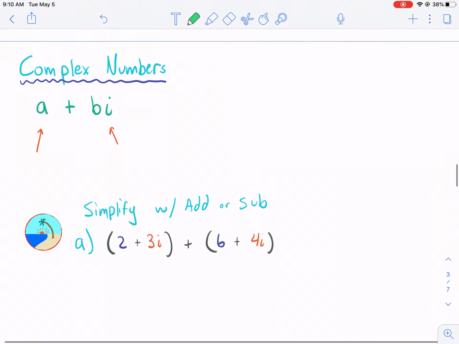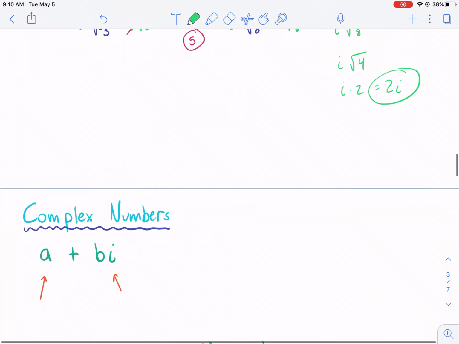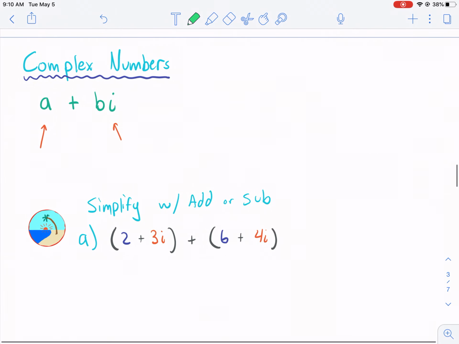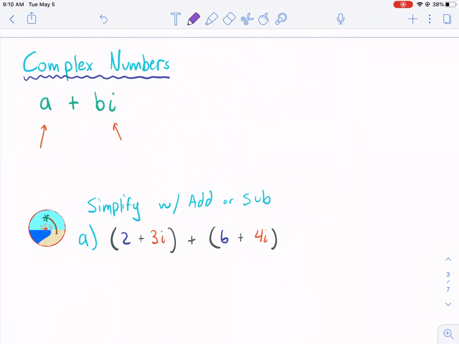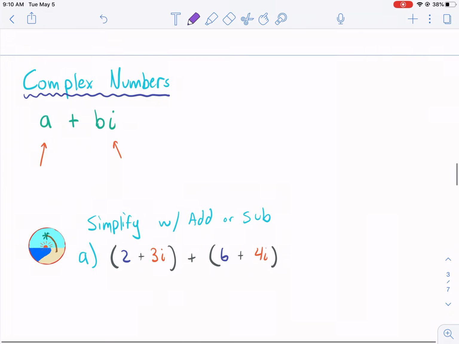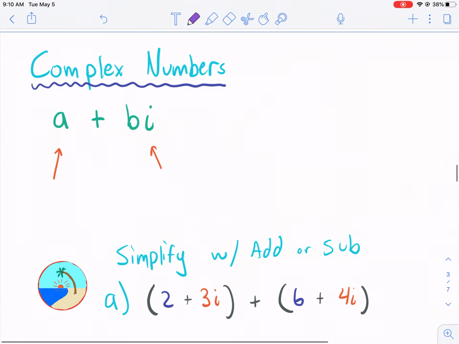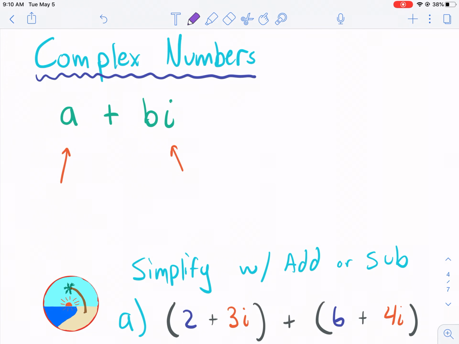We're picking up where we left off with imaginary numbers and complex numbers. So we're going to cover the complex numbers section. Essentially, complex numbers are about how we can have a combination of imaginary numbers and real numbers in the same polynomial. In this case, a represents the real part, and this represents the imaginary part.